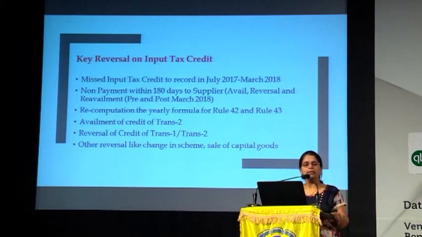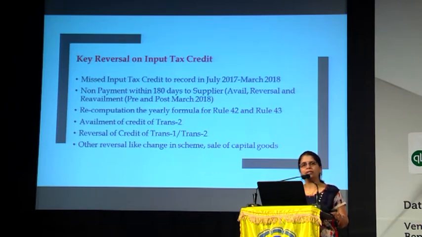There are certain other reversals like change in scheme, sale of capital goods. So basically I think we understand that whenever there is a sale of capital goods, the financials are only taking a profit or loss on sale of capital goods. The financials are not absorbing the sale consideration received on capital goods. So in that scenario, we have to see from the GST perspective, what is the input tax credit which is pertaining to a sale of capital goods.